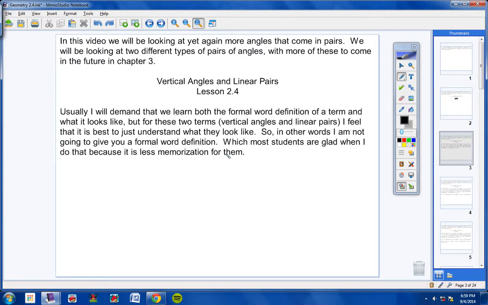Okay, moving on. Now, don't copy this down, just listen. Usually, I will demand that we learn both the formal word definition of a term and what it looks like. But for these two terms, vertical angles and linear pairs, I feel that it's best to just understand what they look like. So, in other words, I am not going to give you a formal word definition, which most students are glad when I do this because it is less memorization for them.